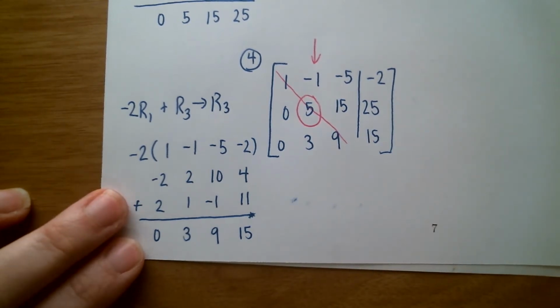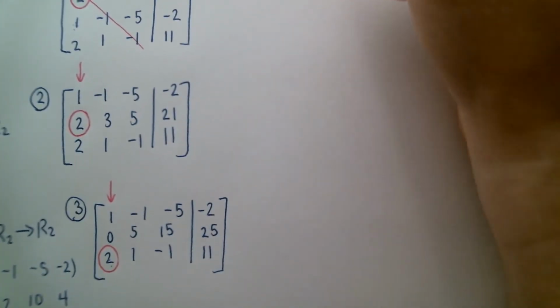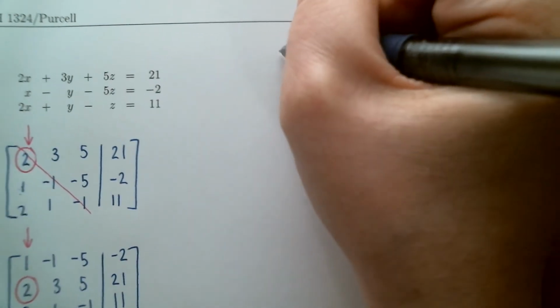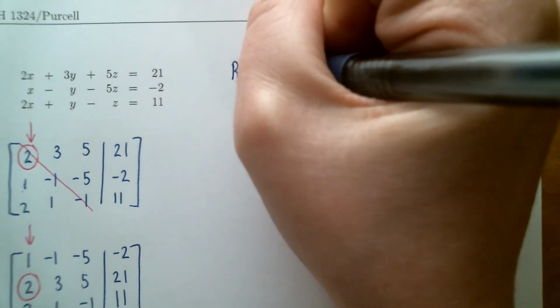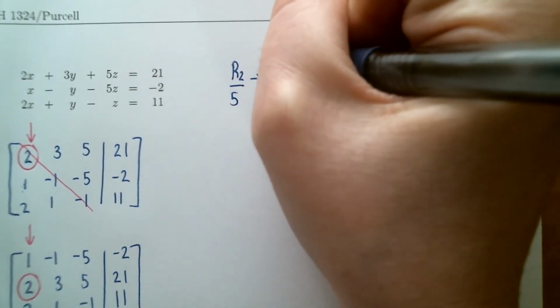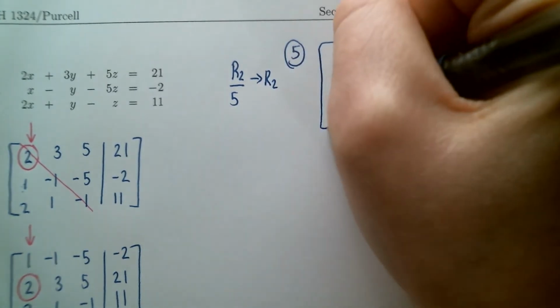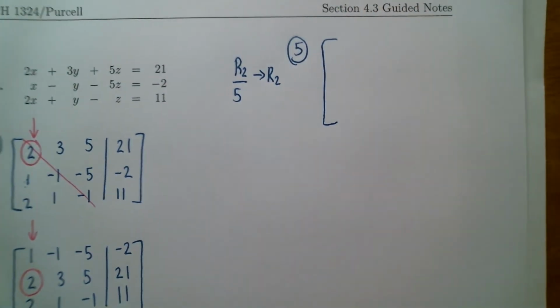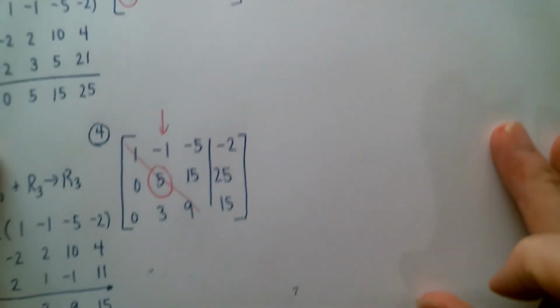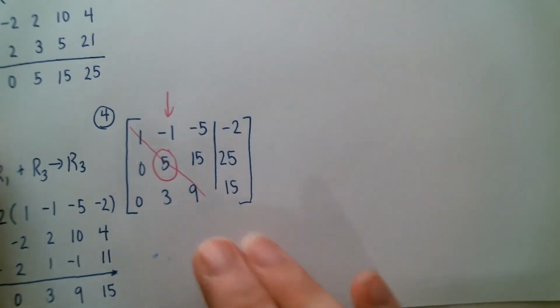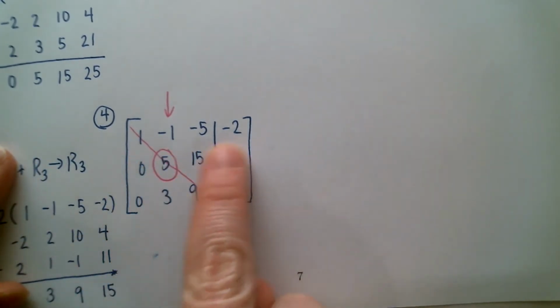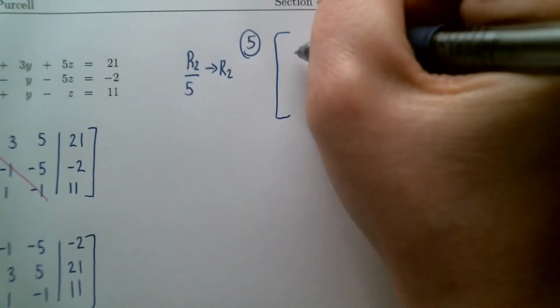So I'm going to come up here to get my fifth matrix. I am going to take row 2, divide it by 5, and that's going to become the new row 2. If you go back to your previous matrix, we are only changing row 2. So rows 1 and 3 will stay put. Go back to your last matrix where you left off, and copy row 1 down and copy row 3 down. So let's do that.